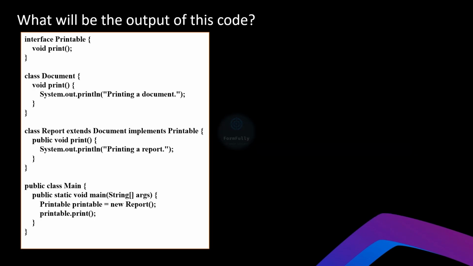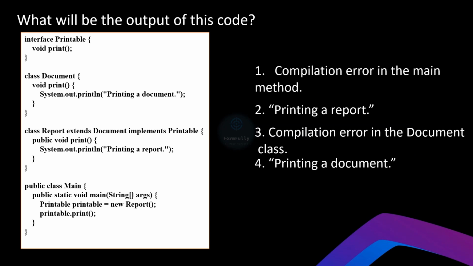Next snippet question: what will be the output of this code? Options are as follows. Pause the video and think about the options. So let's move to the code. Here we have the Printable interface, right? The Printable interface defines a single method print, which should be implemented by any class that implements the interface, right? Then we have class Document, which does not implement the Printable interface.